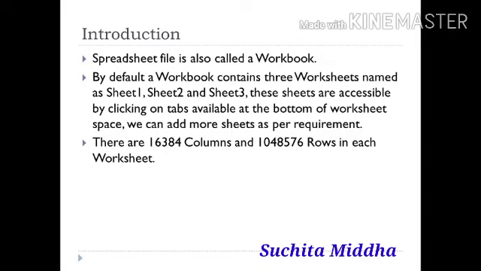There are 16384 columns and 104856 rows in each worksheet. यानी एक वर्कशीट के अंदर 16,384 कॉलम्स होते हैं and 104856 rows होती हैं.